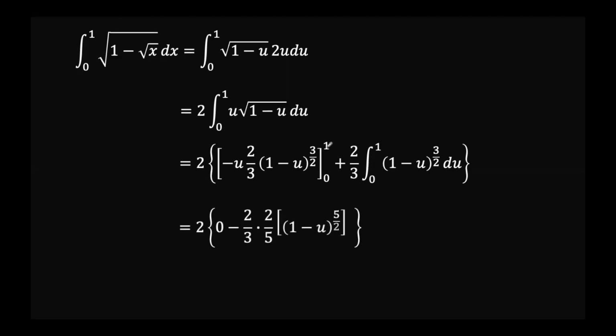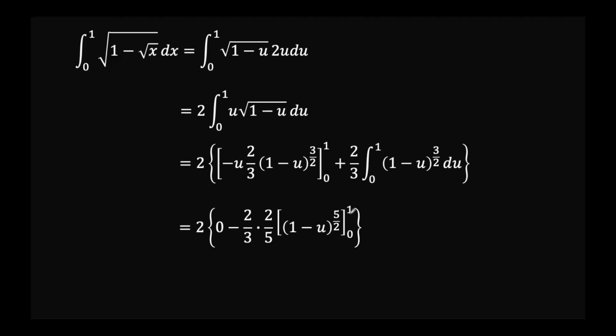So if you substitute the limits in here, when u is 0, this entire thing becomes 0. When u is equal to 1, this entire thing becomes 0. So that means that this entire initial part is 0. And then when you integrate this, because there's a negative u here, this constant becomes a positive. And then you have 2 over 3 times 2 over 5, 1 minus u to the power 5 over 2.